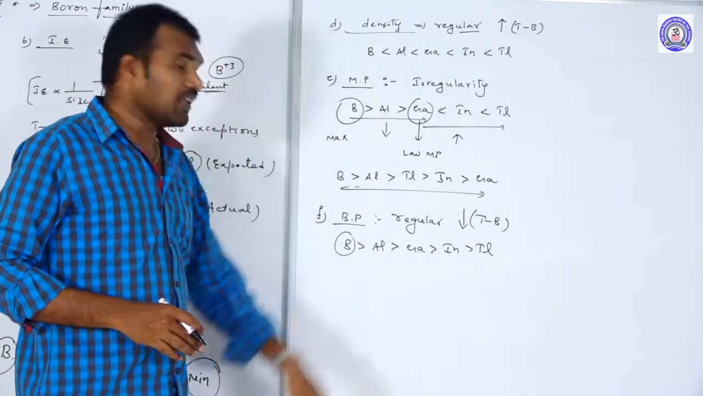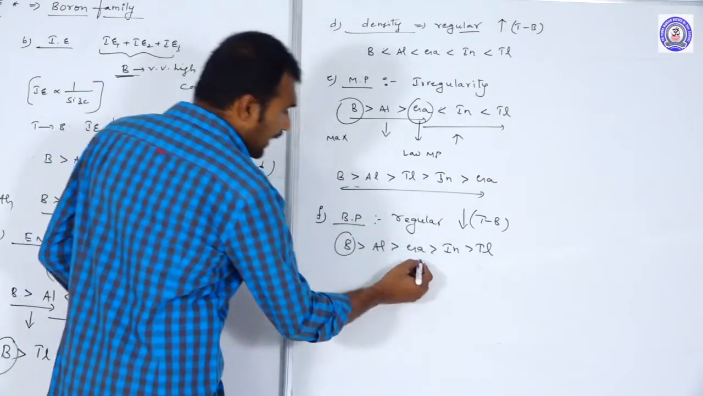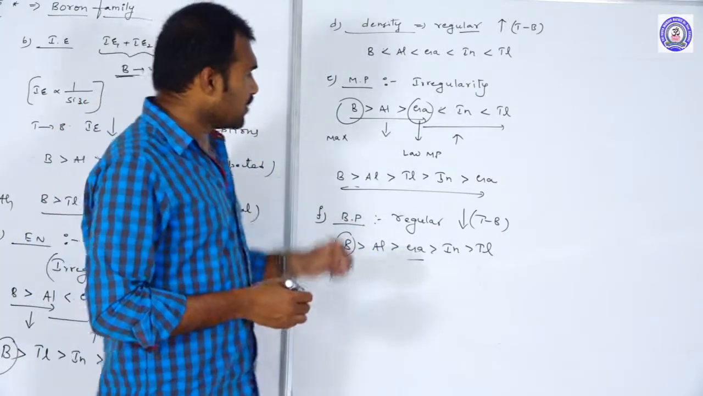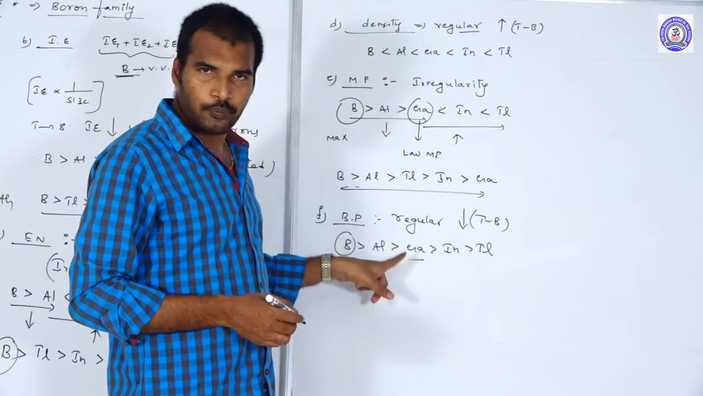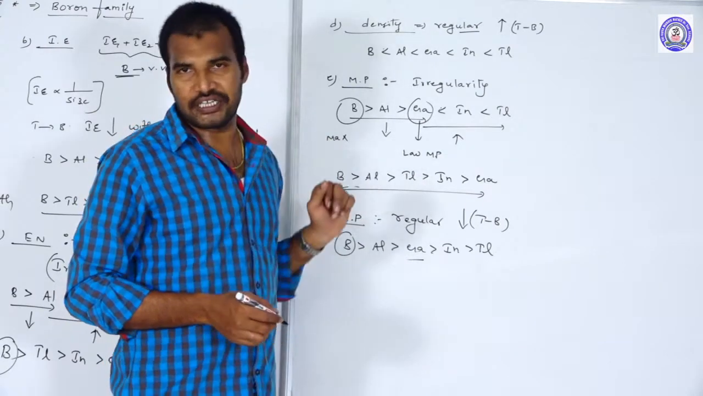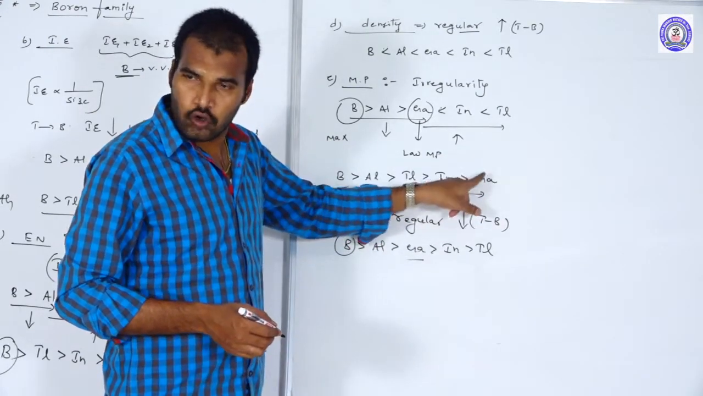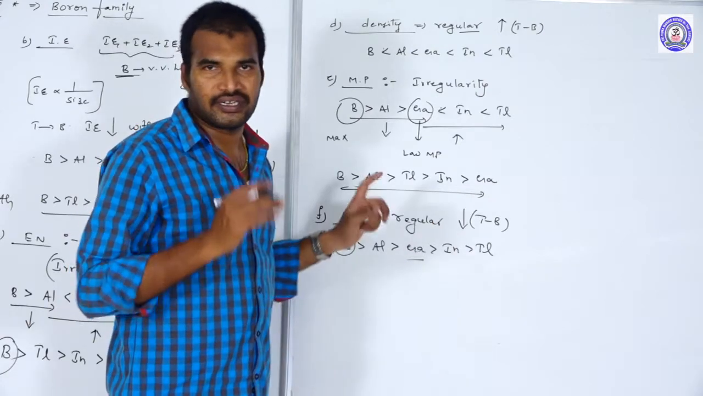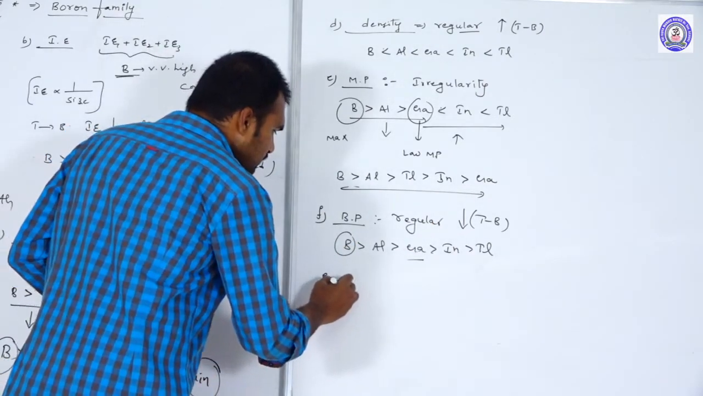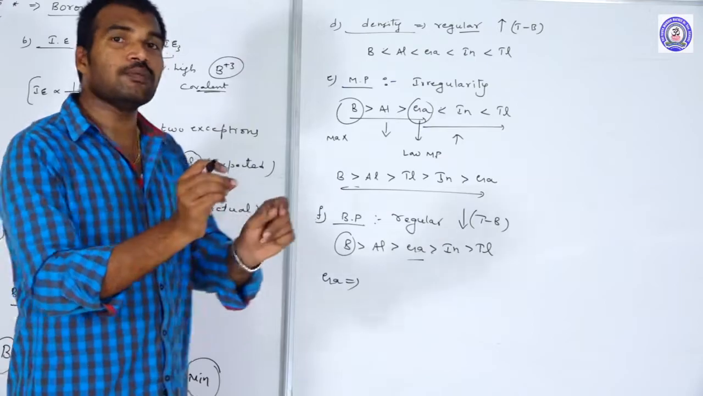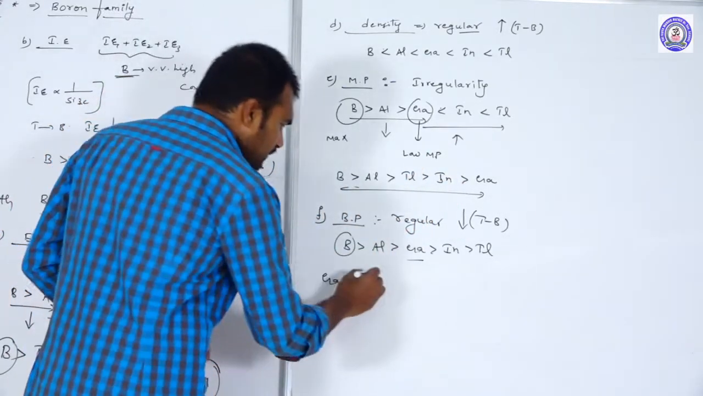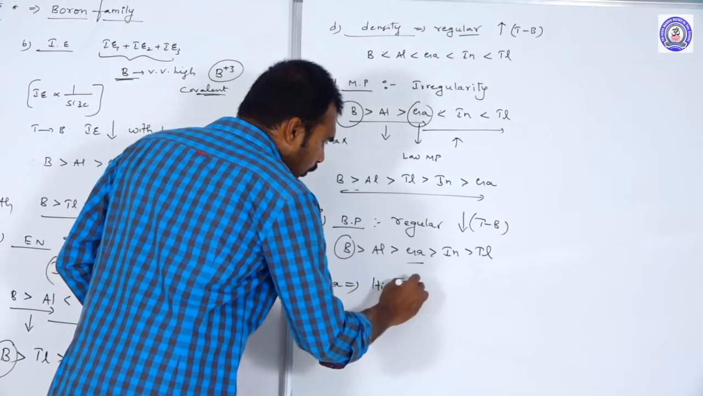Now, out of all these elements, if you check gallium, it has a very low melting point and a high boiling point. That is why gallium is the element having a high boiling range.